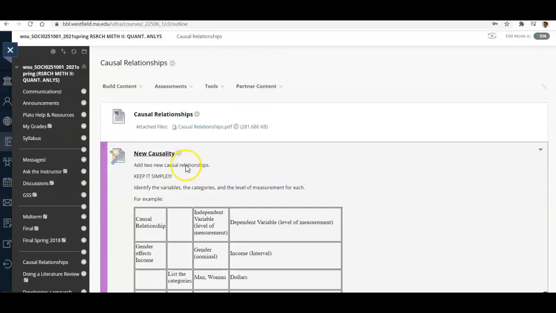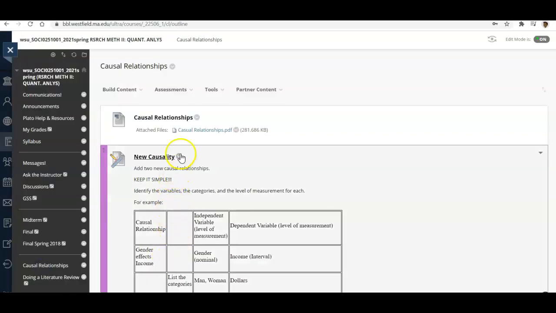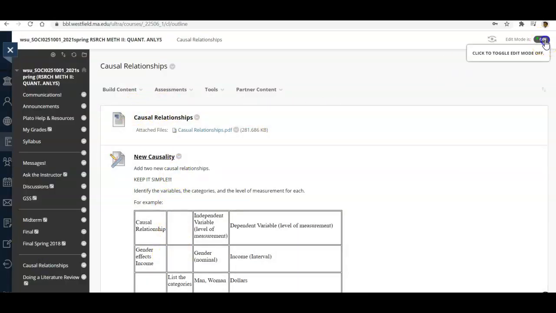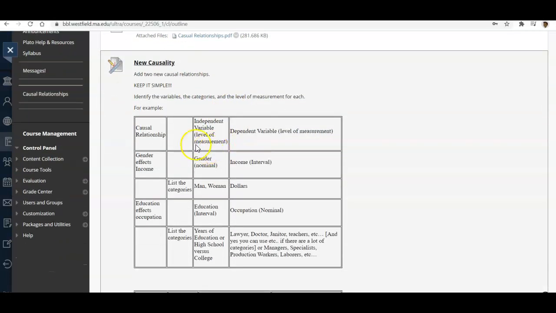All right. So basically, this is the first folder, Causal Relationships. You click on it and it'll bring you, I'm going to go to the student version so that you can see that it's right over here. So, Causal Relationships. I have the PDF right here, and then I have a simple assignment: add two new causal relationships. Keep it simple.